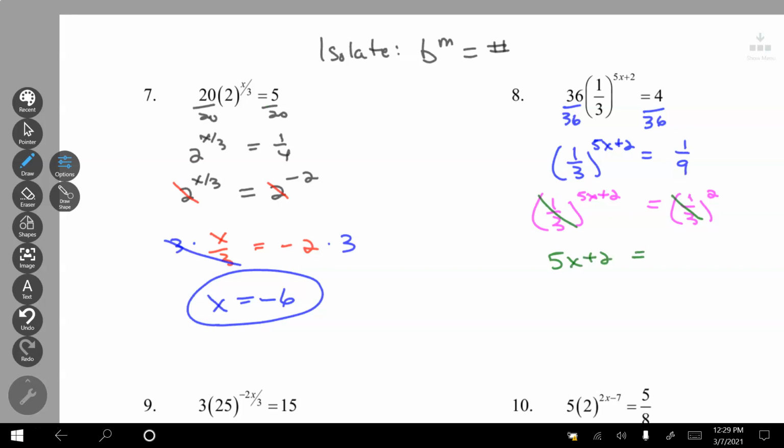5x plus 2 is equal to 2. 5x is equal to 0. x is equal to 0. 0 is a number. It has rights. You can have the solution of x equals 0.